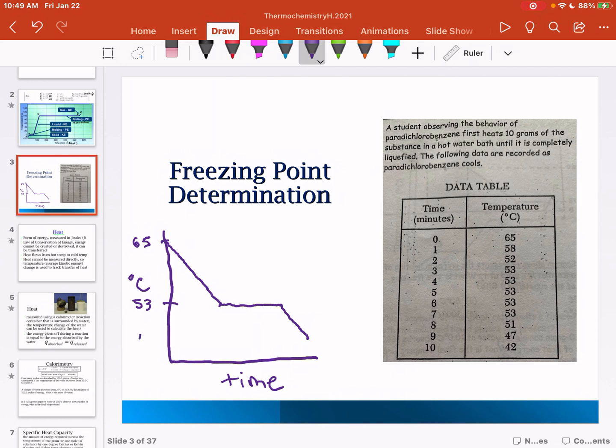And what you might notice is that this looks very similar in shape to our heating curve. It's just reversed. It starts off high and it gets low. So from 65 to 53, we have that substance completely in the liquid phase. From 53 to 42, it's completely in the solid phase. At this point, it's a pure liquid. At this point, it's a pure solid. And in between, it's a blend of the two.